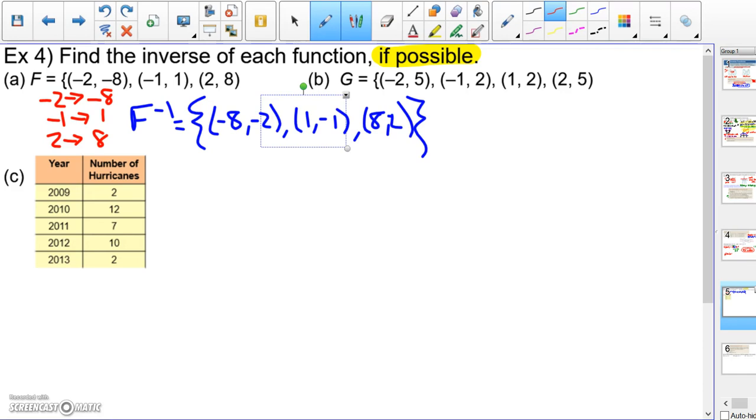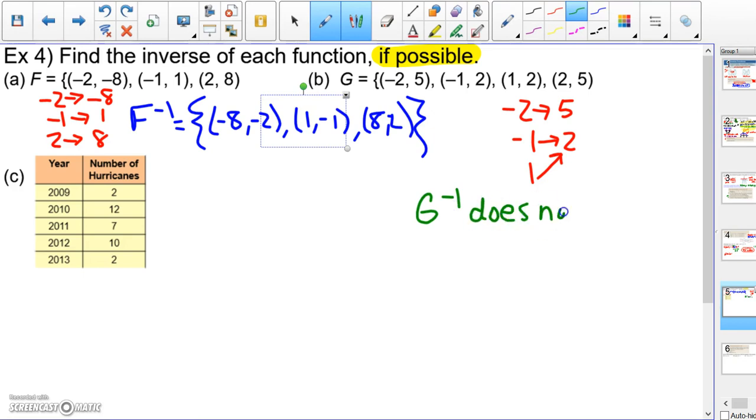So we look at part B. Look at the g function. See how negative 2 goes to 5, and negative 1 goes to 2, and 1 also goes to 2? Is that one-to-one? That's not one-to-one, okay? If that's not one-to-one, then that tells me that this inverse does not exist. In the future, you can use DNE for does not exist if you want to abbreviate. Don't just make up your own abbreviations, but that's one that's kind of accepted.